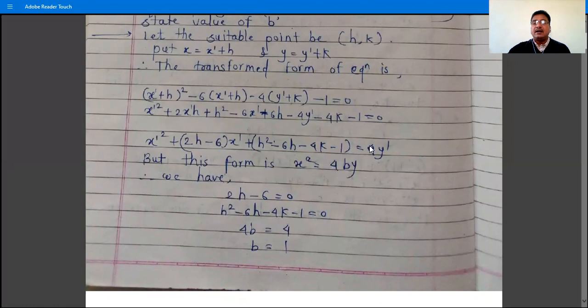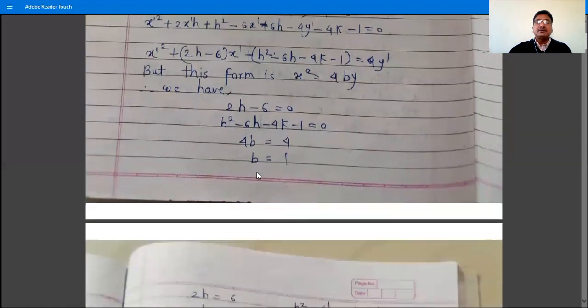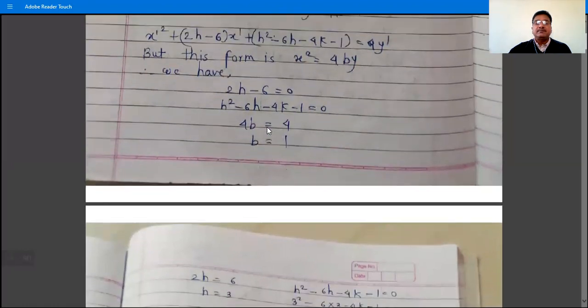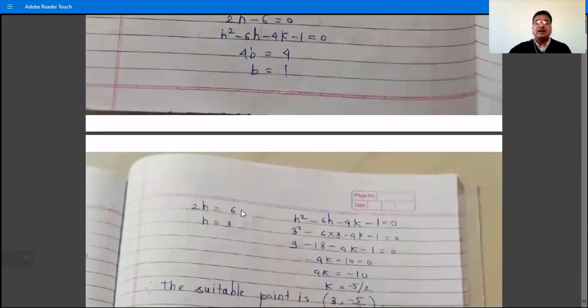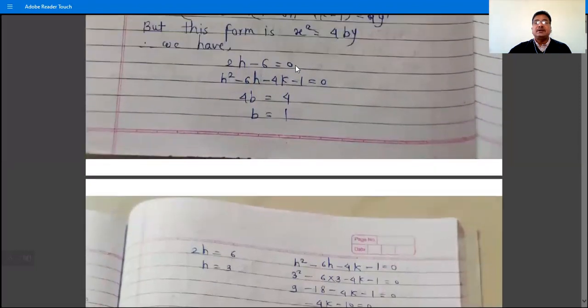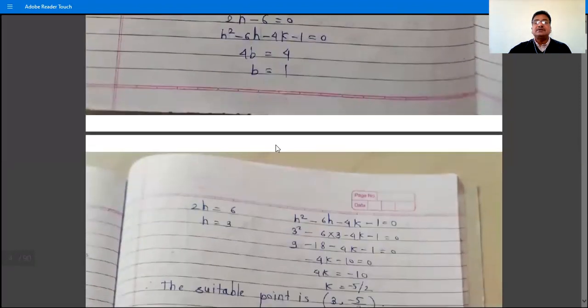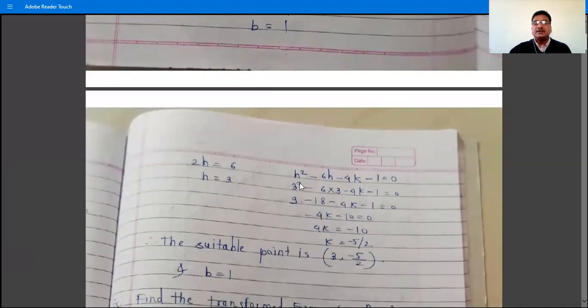And if we compare the RHS, then what do we have? 4b is equal to 4, and 4b is equal to 4 means b is equal to 1. And if we substitute b is equal to 1 in the first equation, 2h minus 6 is equal to 0, we have h is equal to 3. And if we substitute this h in the second equation, that is h square minus 6h minus 4k minus 1 is equal to 0, substituting h as 3, we get k is minus 5 by 2.